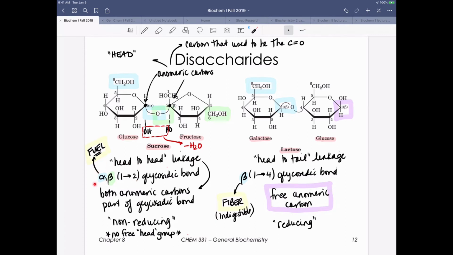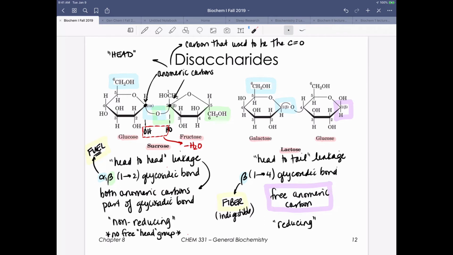Understanding the nomenclature of this linkage is really important. This is again a unique sugar because both of the anomeric carbons are part of the glycosidic bond, so we have this head-to-head linkage. We refer to this kind of sugar as a non-reducing sugar. There is not a free head group. There's not a free anomeric carbon. There's no anomeric carbon that's not already part of a glycosidic bond.